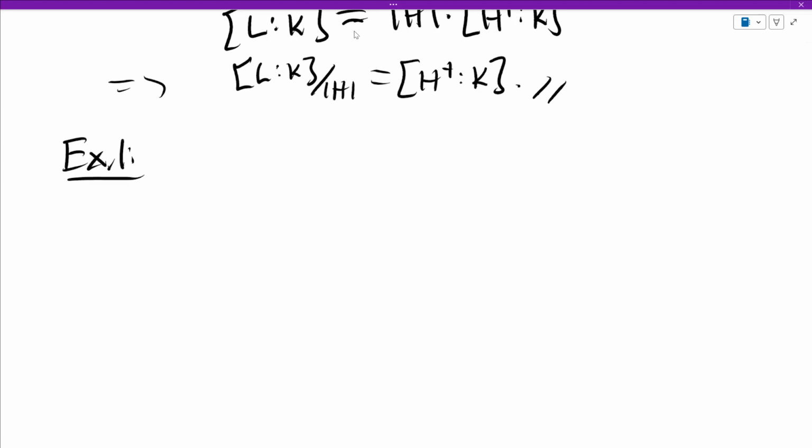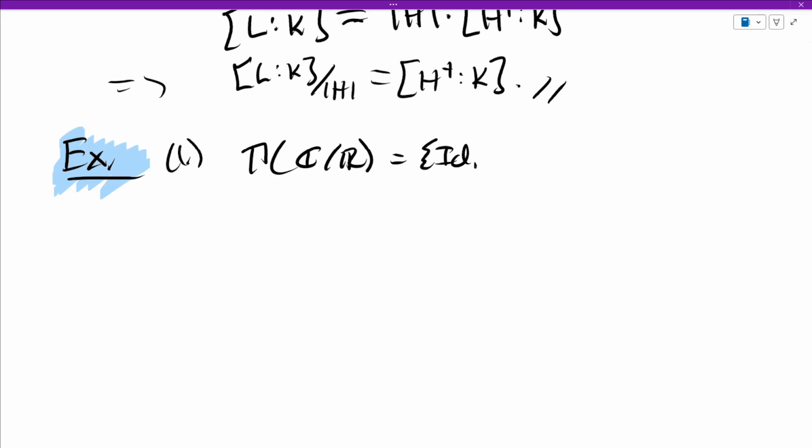Example, this is number 1 in this part of the book. All right, so let's consider the Galois group of C over R. Now we already know what that is. It has the identity element, and we have complex conjugation. So sigma is complex conjugation. We computed this already in a previous video.